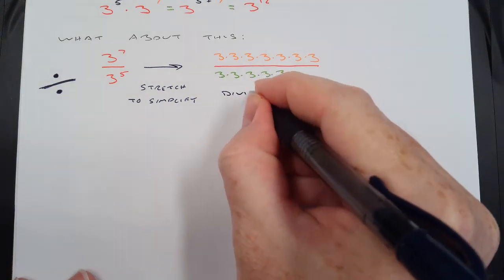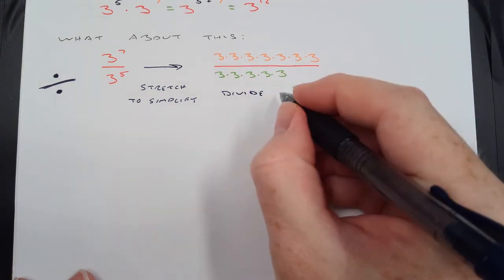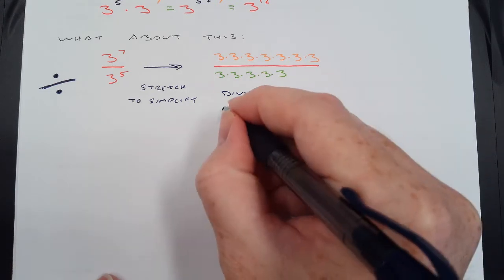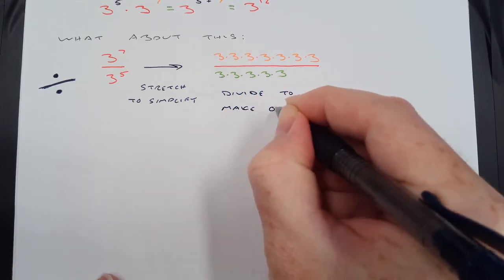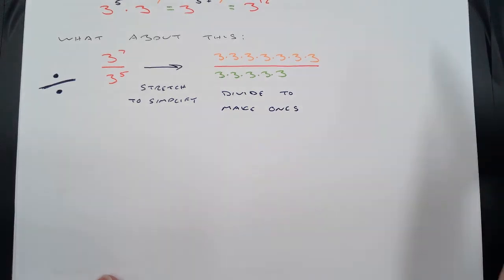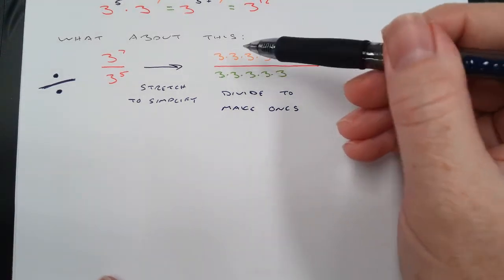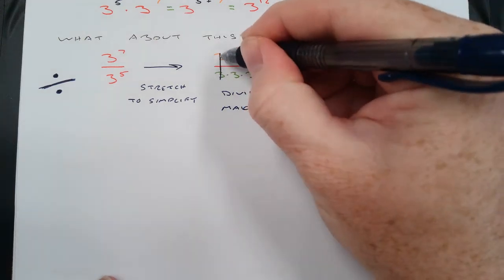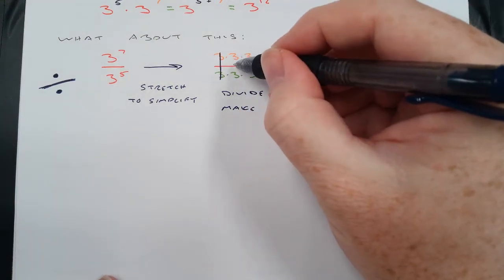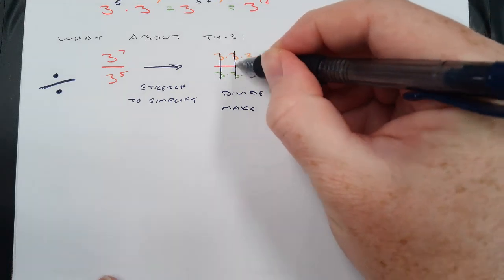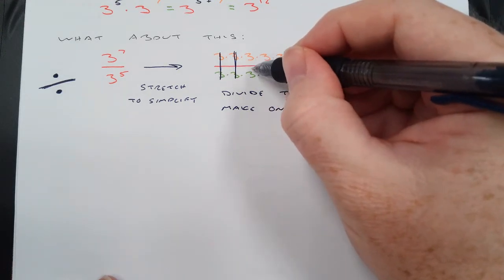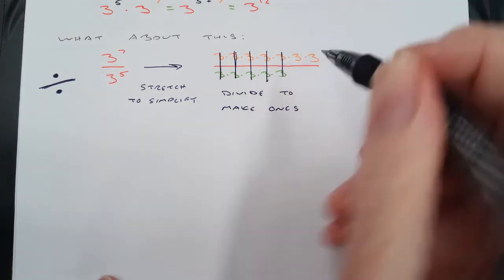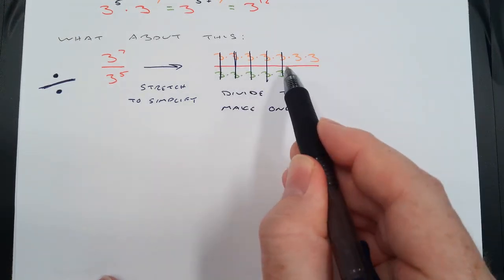When we divide, we are going to divide to make ones. Watch what I do. I just look at the pieces. 3 divided by 3 is 1. 3 divided by 3 is 1. 3 divided by 3, 1. So all of these turn into ones.